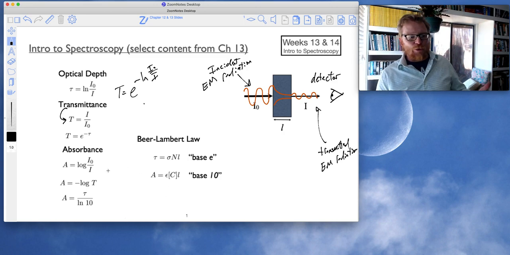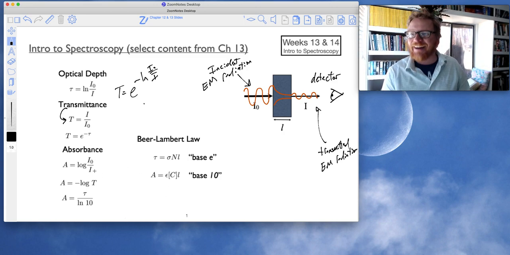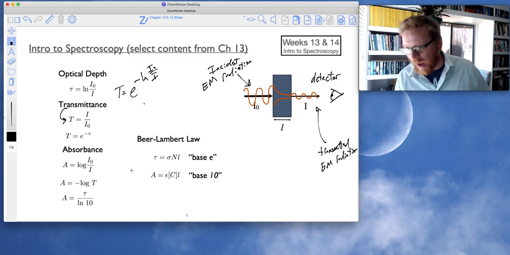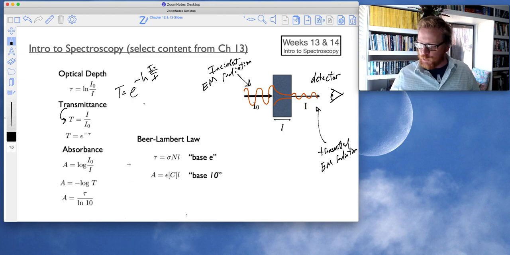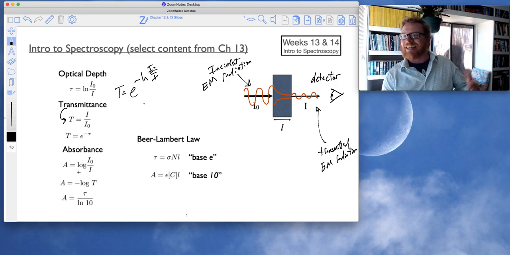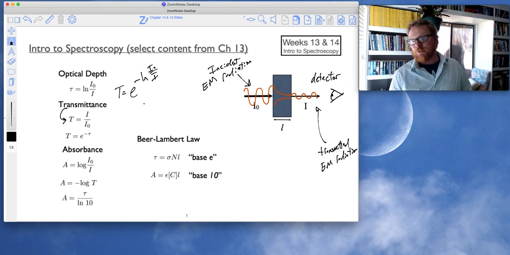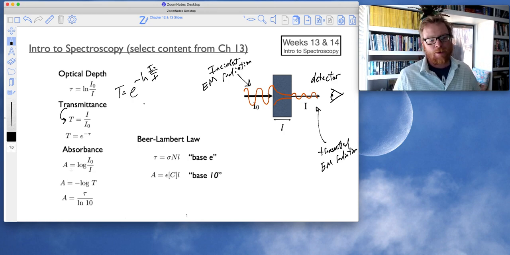Why we use log base 10 for absorbance, I have no idea. Maybe just to confuse you poor students even more. But if I was writing the equations, I would have kept absorbance as a natural log relationship because it is a naturally exponentially decaying function. In any event, I don't write the rules. So absorbance by definition is given as log base 10 of I0 over I. And of course, we could say A is the negative log of T, the transmittance.